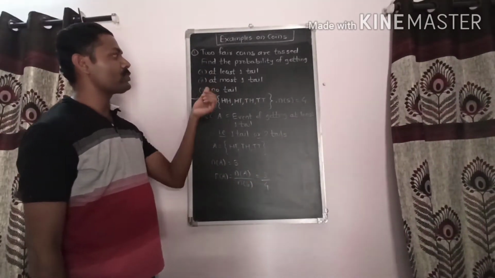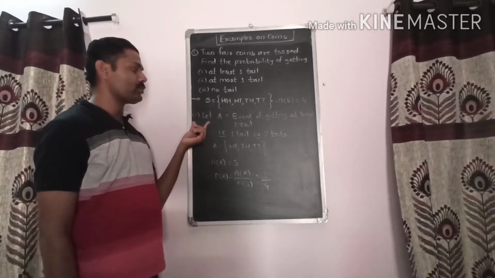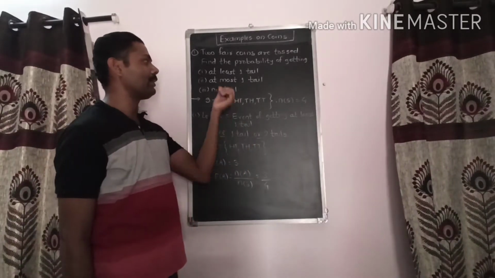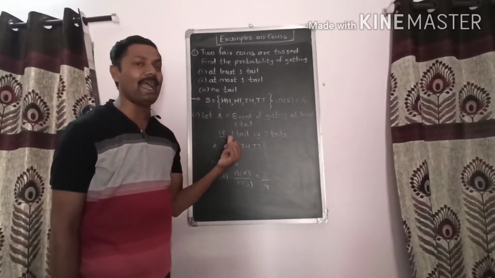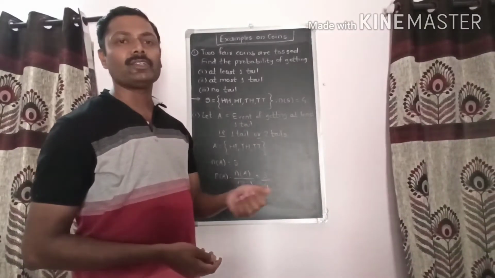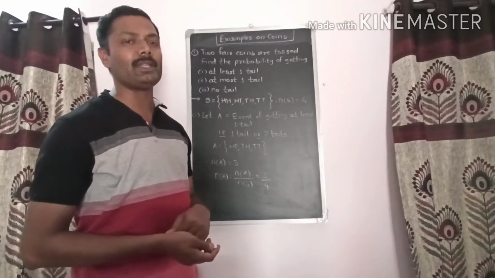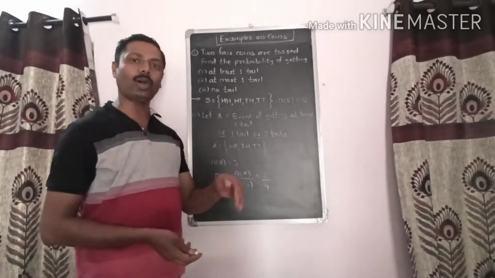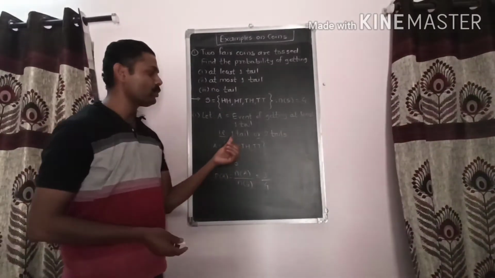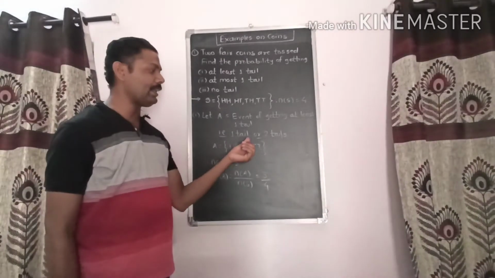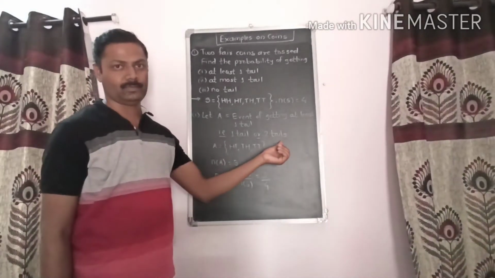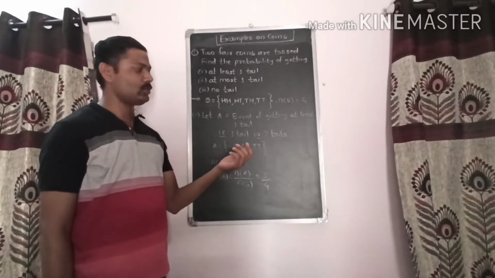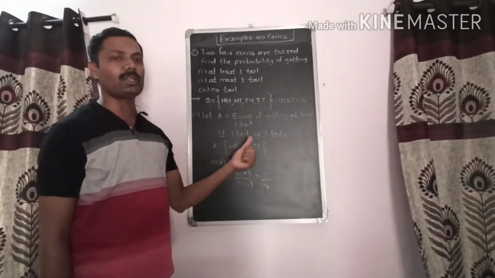Let us take the first one, at least one tail. Let A be the event of getting at least one tail. What is meant by at least one tail? Minimum one tail should be there, and we can take more than one. So it is one tail or two tails.